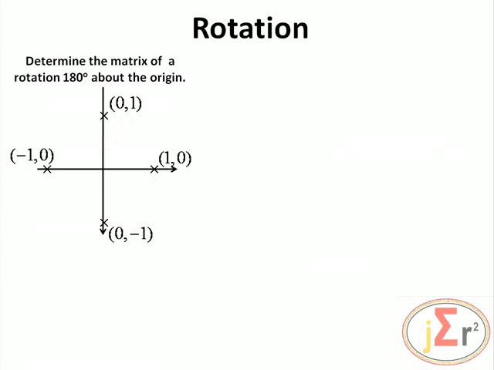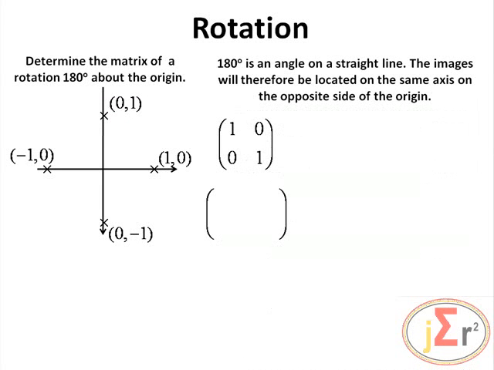Determine the matrix of a rotation 180 degrees about the origin. 180 degrees is an angle on a straight line. The images will therefore be located on the same axis on the opposite side of the origin, and that is very simple.